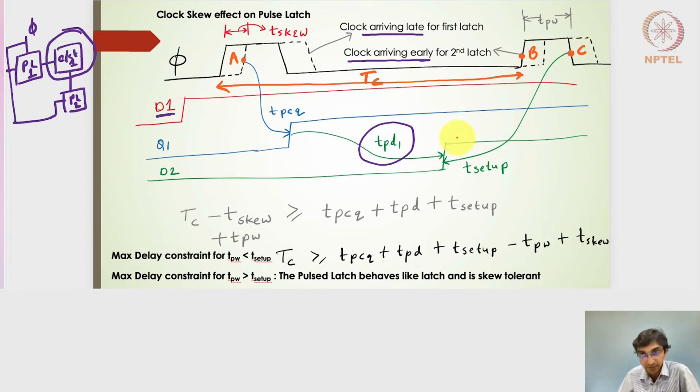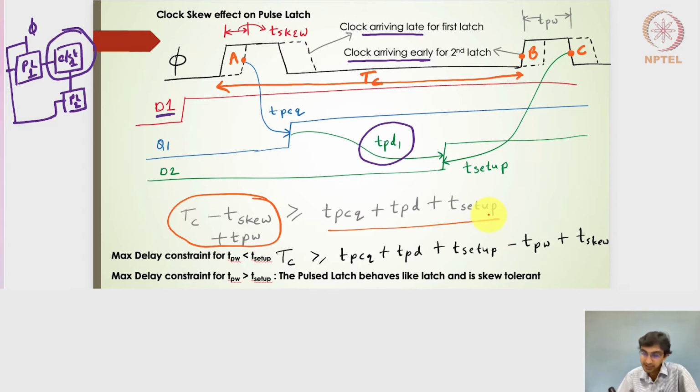Now I have this whole duration where I can use the TPCQ, TPD1, and then the T setup. On the right hand side I have TPCQ, TPD1, and T setup, and on the left hand side I have the points A to C, the duration which is TC minus TCQ plus TPW. What we really want is that the A to C duration, defined by TC minus T skew plus TPW, should be greater than or equal to the parameters TPCQ plus TPD1 plus T setup.